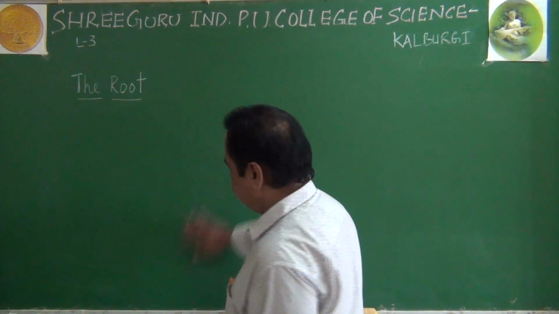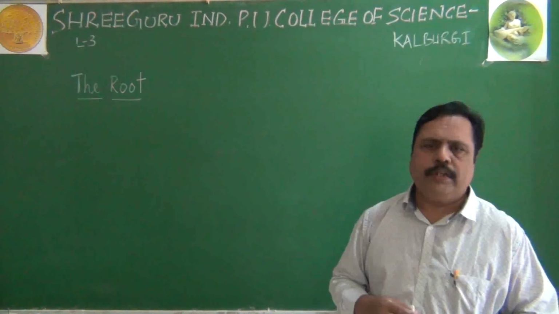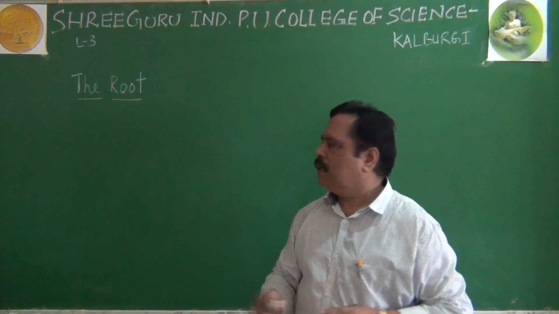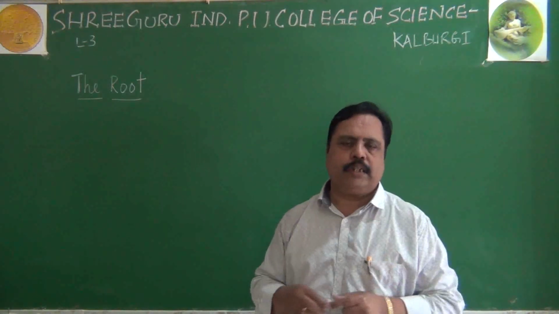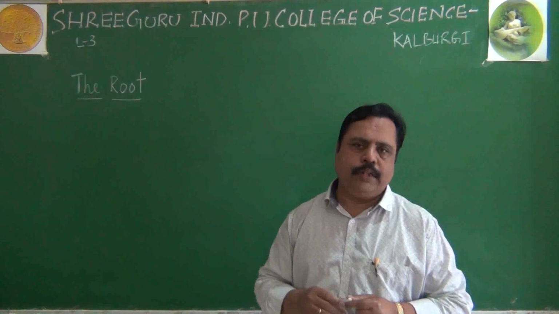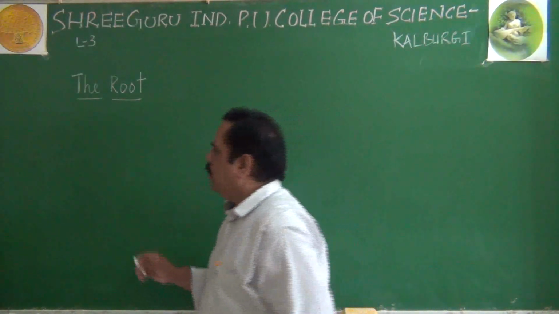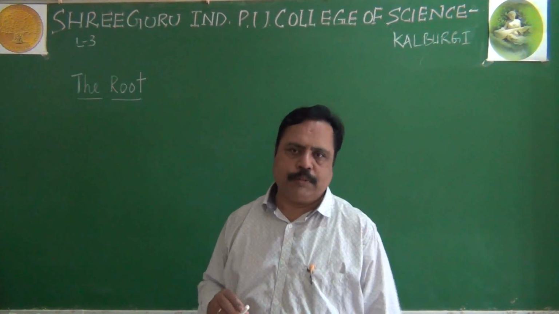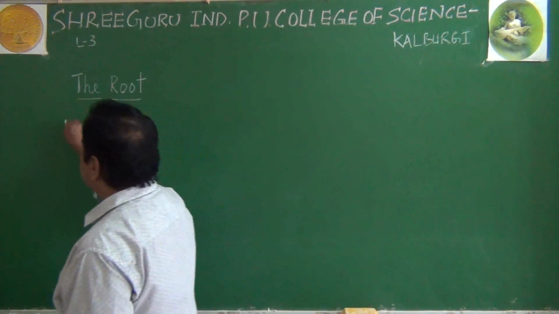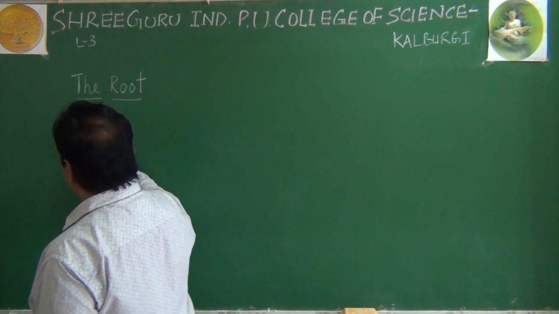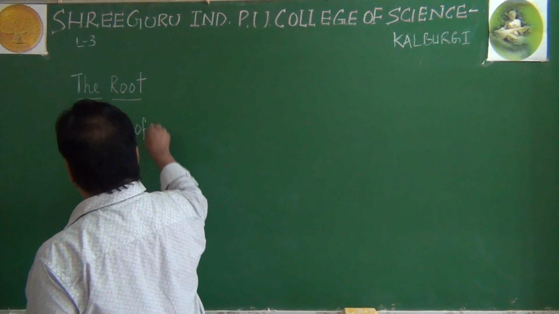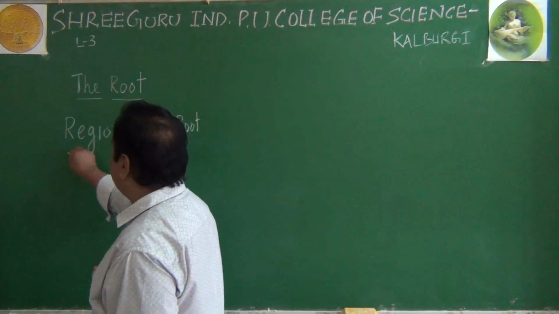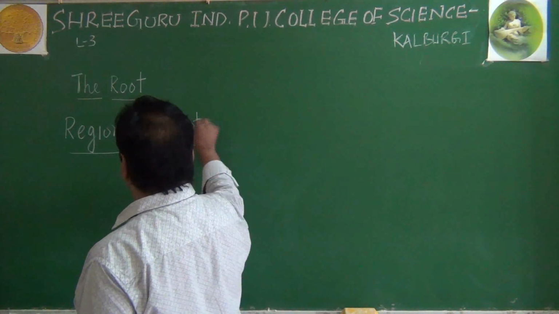Regarding the root, we have seen general characters, main functions of the root system, types of root system. Three points, three questions like that we have discussed. Now, I am going to tell you about the fourth point related to the root system in angiosperm. This fourth point is about regions of the root. Regions of the root system or main parts of the root system we are going to discuss.